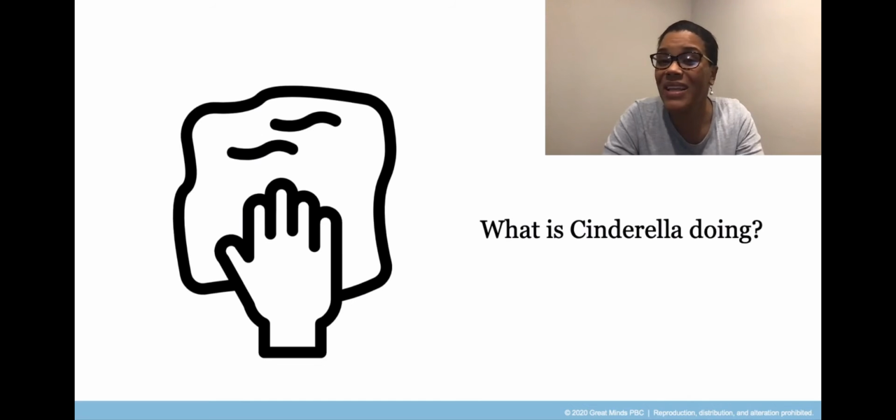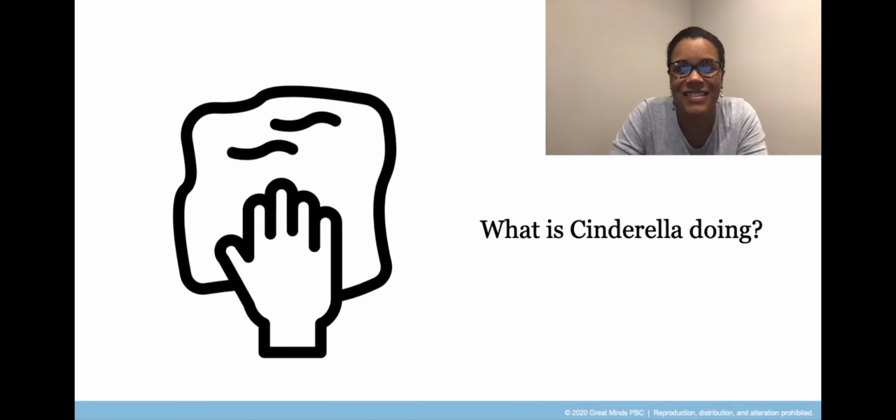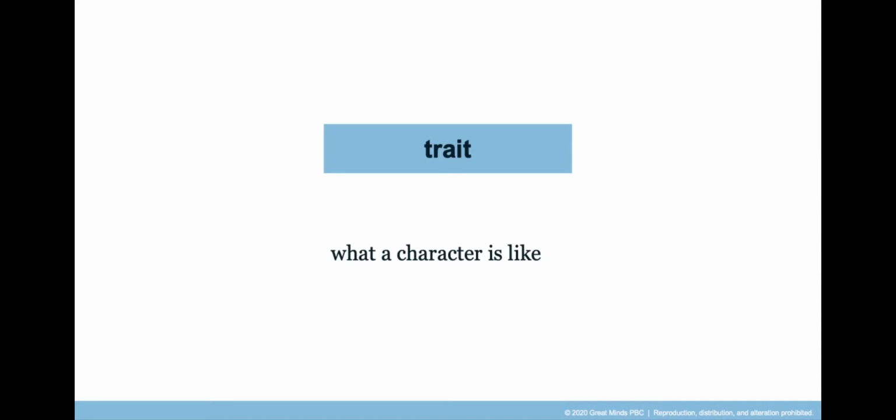Now, I'd like you to quickly act out what Cinderella is doing. Did you act it out? Okay, now what I'd like you to do is use a few words to tell your learning partner or just say aloud what Cinderella is doing in this part of the text. Did you share with your learning partners or just share aloud? I bet you share that Cinderella is cleaning the house in this part of the text. Now, you are going to think about what Cinderella's actions tell us about her character. Take a look at the word on your screen, trait.